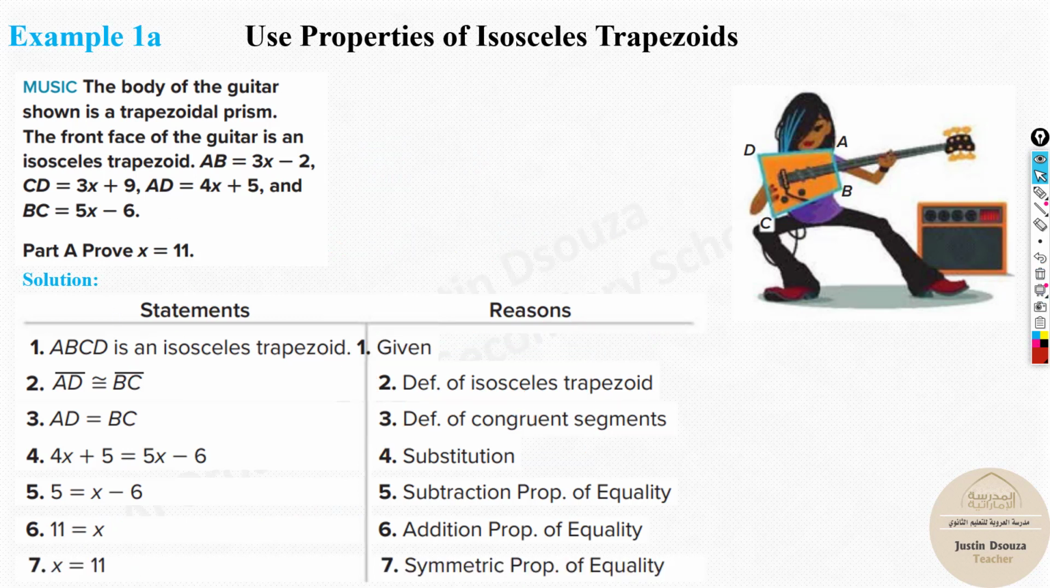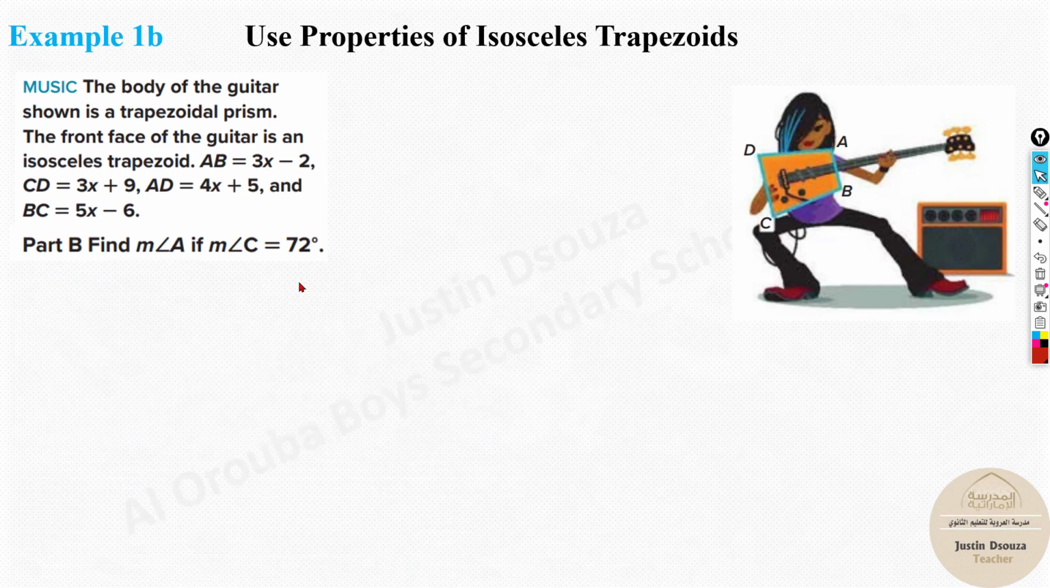What about part B? They're asking us to find the measure of angle A, which is unknown, if C is known to be 72 degrees. Again, let's see what is the base. This is the base and this is the base. Now we know the base angles are congruent. This and this are equal, this and this are equal.